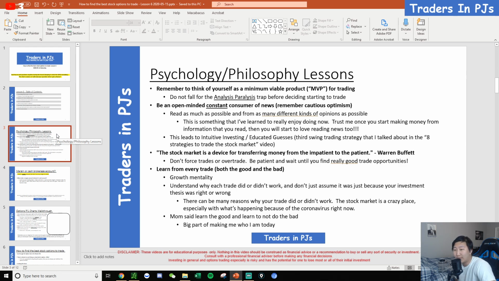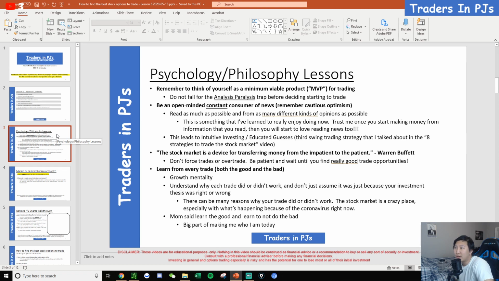Just start trading with fake money or paper money so that you can make all the mistakes you want without losing anything. Be an open-minded, constant consumer of news. Like I said, you don't need to know everything about a stock before you trade it, but once you are in a position, then go read as much as possible. Go analyze that stock as much as possible, fundamentally, technically, news-wise, all those things, because then you actually have money invested, and you want to make sure that your money is invested in a good place, right?